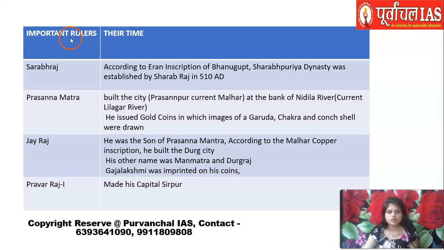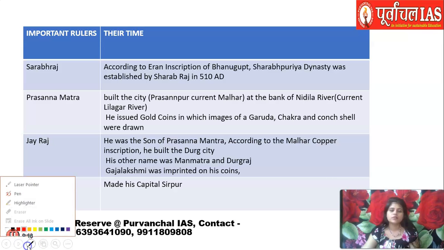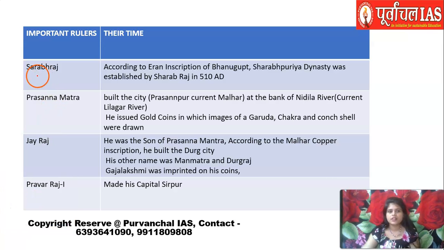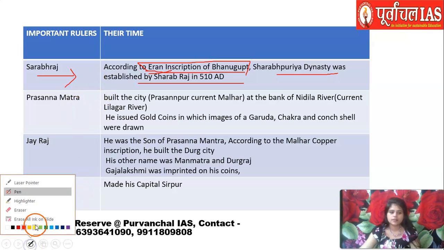Sharapuriya dynasty. Important rulers of Sharapuriya dynasty. We actually have to see who were the important rulers and what really took place in their time. So first is Sharabraj. Now, when I was teaching you in the previous video, Ancient History of Chhattisgarh, I taught you Gupta Empire, and during that I told you that there is an inscription of Bhanu Gupta, a Gupta ruler. That inscription is the Iran inscription, and it tells us that Sharapuriya dynasty was established by Sharabraj in 510 AD. So basically from this inscription, we get the information regarding the establishment of Sharapuriya dynasty in Chhattisgarh.